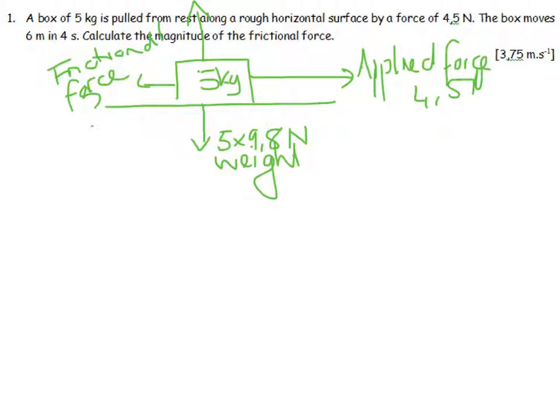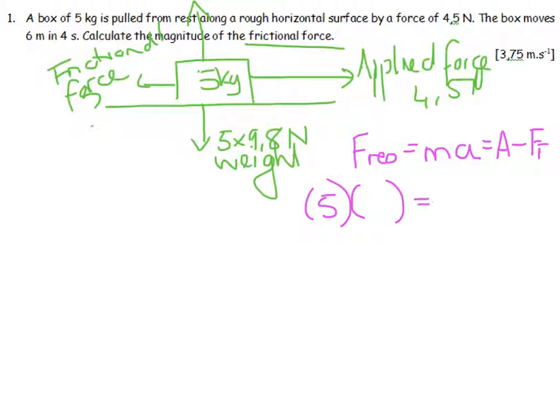Okay, the box moves 6 meters in 4 seconds. I need to work out frictional force. Well, I do know that force resultant is equal to mass times acceleration, which is equal to the big force, which is going to be the applied force, minus the small force, which will be the frictional force. I know the mass, it's 5 kilograms. I don't know the acceleration. I know 4,5, and I don't know frictional. And frictional is what I'm looking for. So maybe if I find this acceleration value, I will be able to solve the problem.